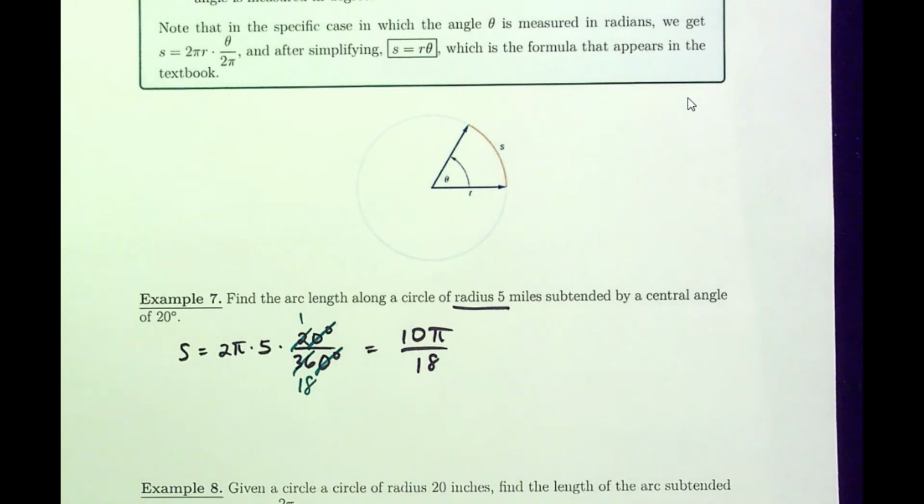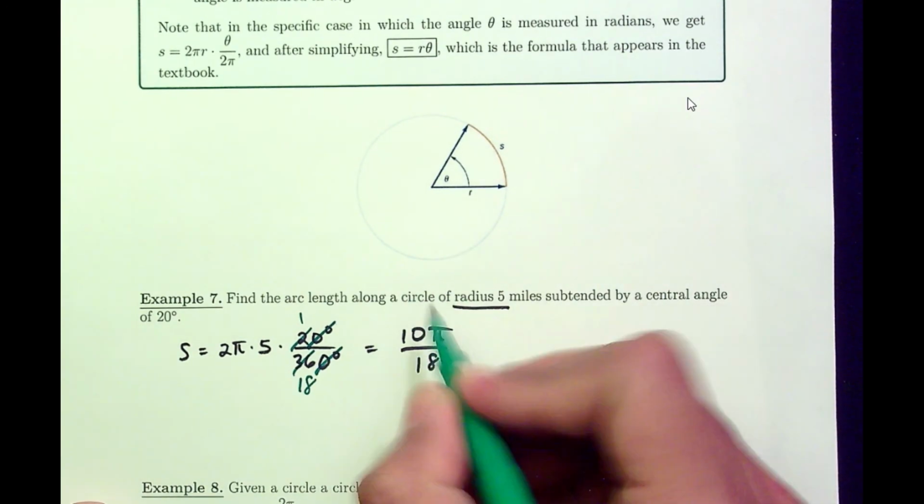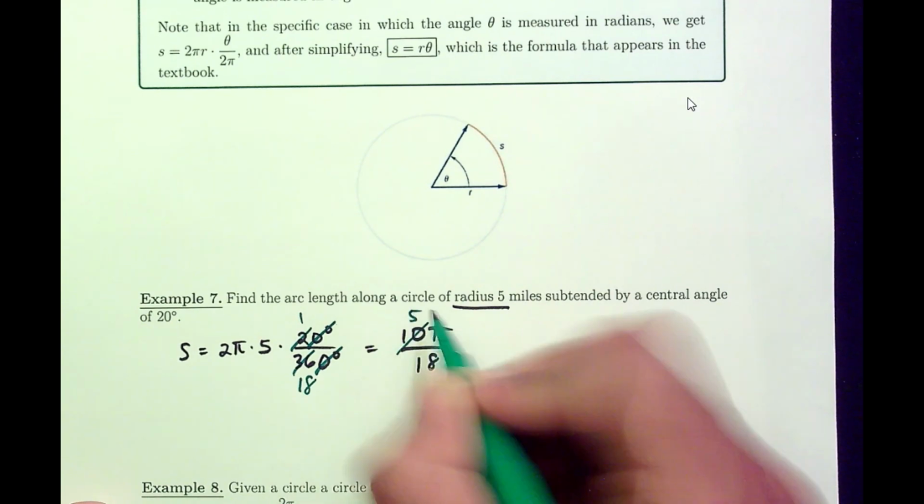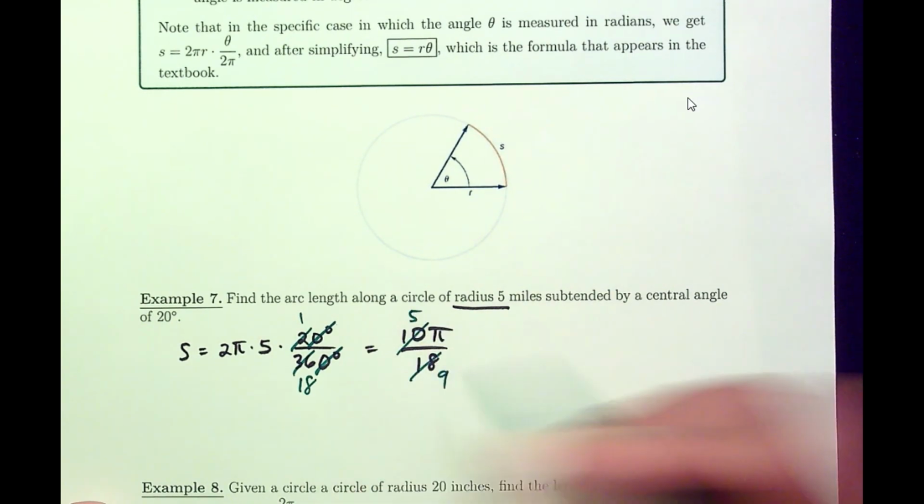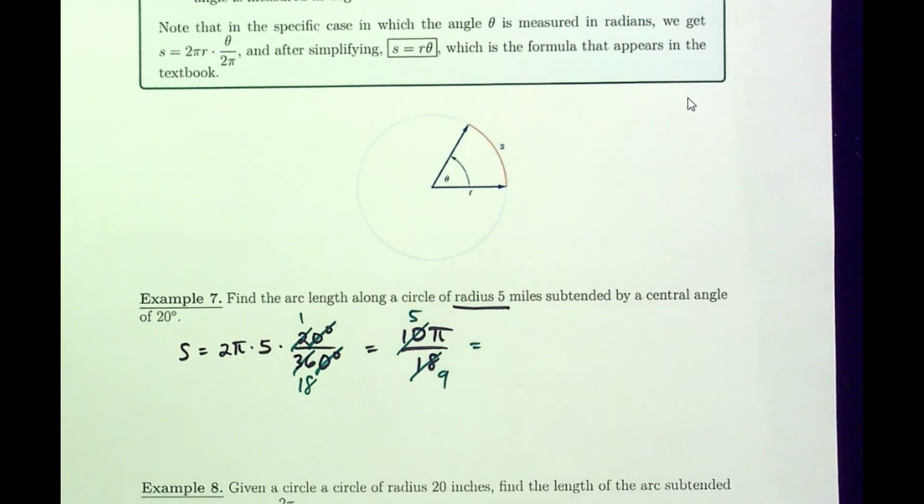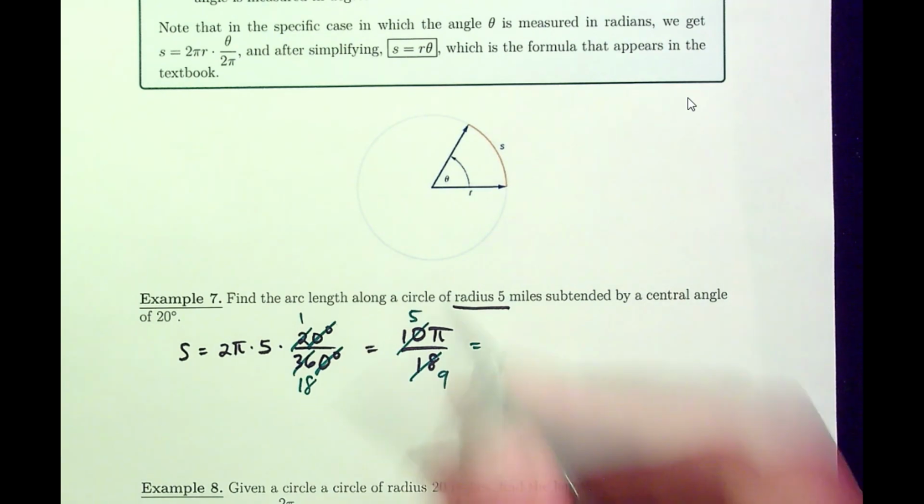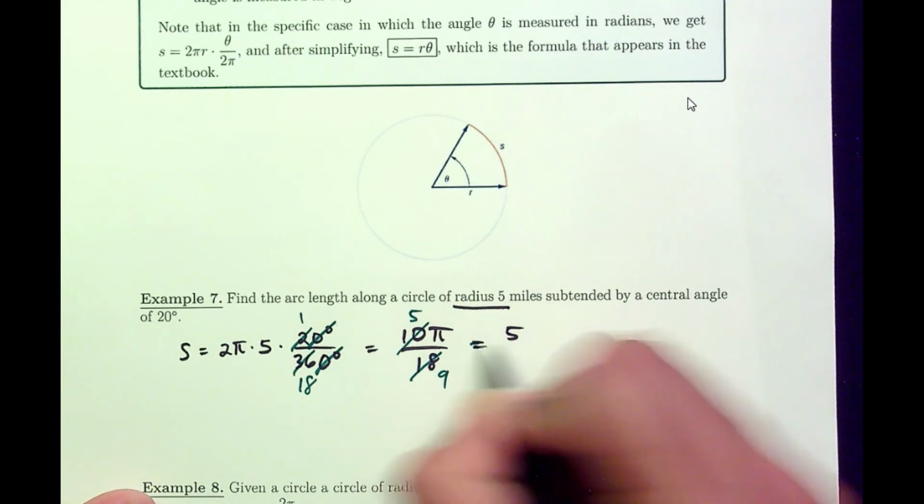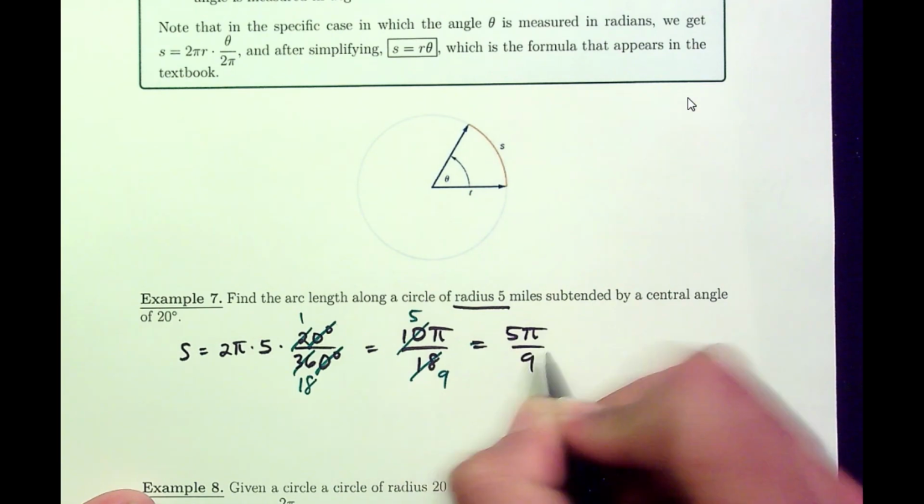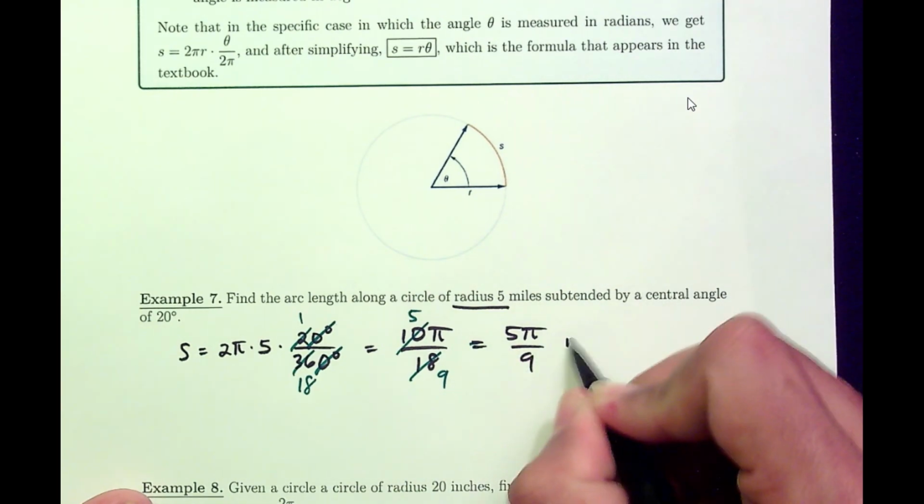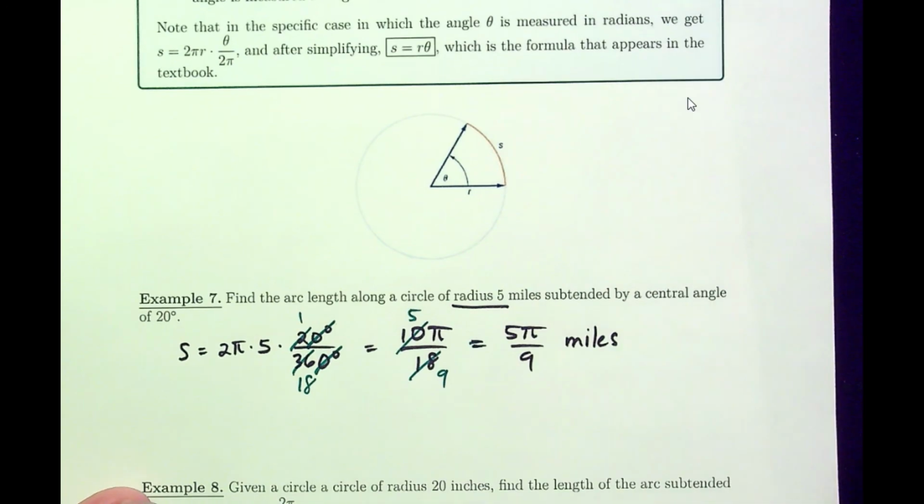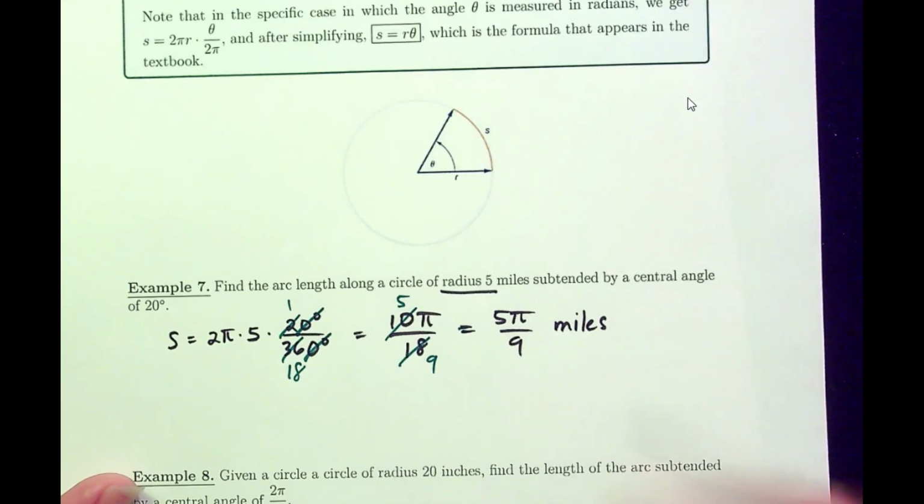And that's not completely simplified yet because we can cancel another 2. Dividing by 2 top and bottom, you will get here a 5, and dividing the bottom by 2, you will get a 9. So that means the answer is 5 pi over 9. Okay, what are the units? It's miles. So this is the answer.